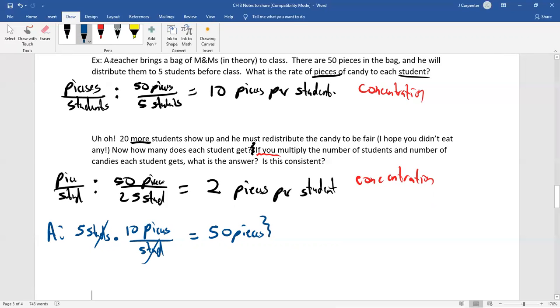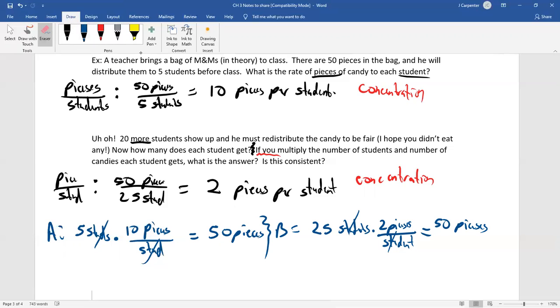Okay, well, how about scenario B? In scenario B, we now had 25 students, and the rate of candies per student was 2 pieces per student. I don't just say 2 pieces because then your students wouldn't cancel and you'd think it's 50 student pieces, 50 pieces students. That sounds weird, doesn't it? It doesn't make sense. So you can't miss anything. Students cancel like this though, and you get 50 pieces. And that was a weird spelling, it looks like. P-I-E-C-E-S. Is this consistent? 50 pieces under case A, 50 pieces under case B. It is consistent.